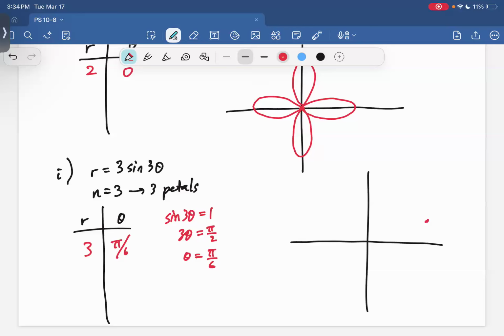But if they're evenly spaced and we have 3 petals, that means that petals should be separated by 120 degrees, because 360 divided by 3 is 120. And so that means the next petal has to be at 150 degrees. And then the third petal must be at 270. So the petals will be located in that direction. So that's what the rose curve looks like in that case.